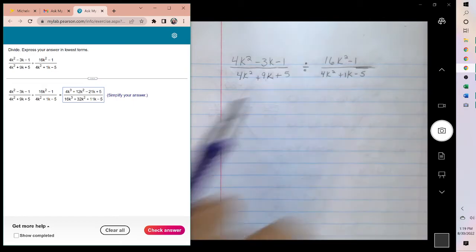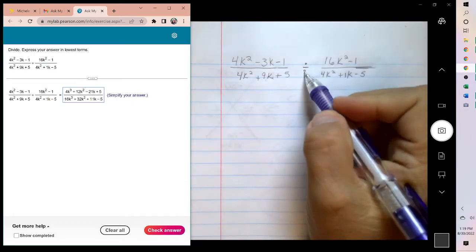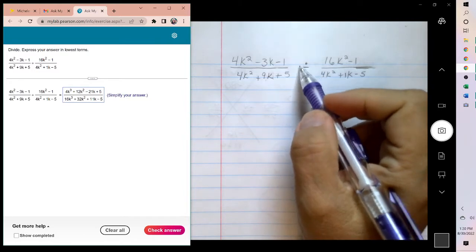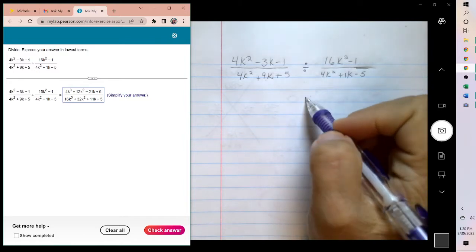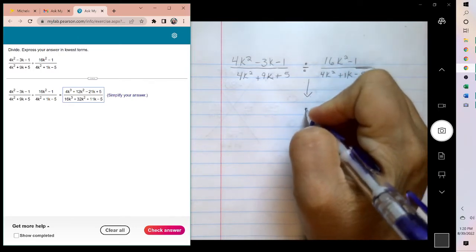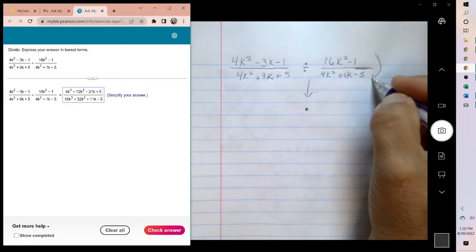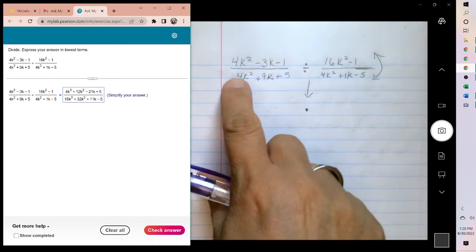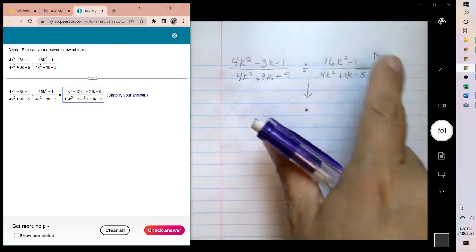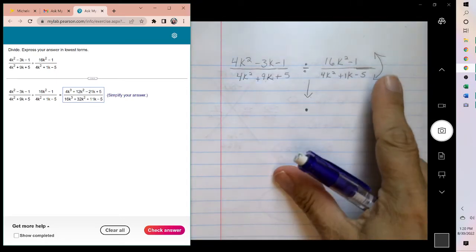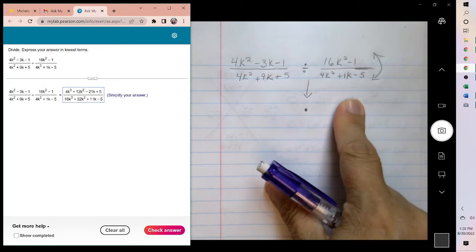When you're dividing, we can change this to a multiplication. So when you're dividing by fractions, you need to change this to a multiplication and flip the second fraction. Also, because these are squared terms, we need to factor everything. So I'm going to factor at the same time as I flip the second fraction.